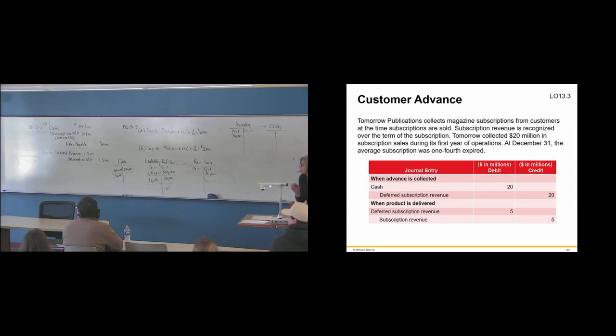So on the date they receive the money, it's a debit to cash for 20 million, a credit to deferred subscription revenue. Deferred means put off. You're putting off recording something as revenue until you earn it. When the product is delivered at December 31st, they estimate that 1/4 of those subscriptions have been delivered. So you reduce the deferred subscription revenue account. Anything deferred is a liability, just like anything unearned is a liability. And you move that fraction of that unearned portion into the revenue account. You guys have had this before. This is not a new journal entry.